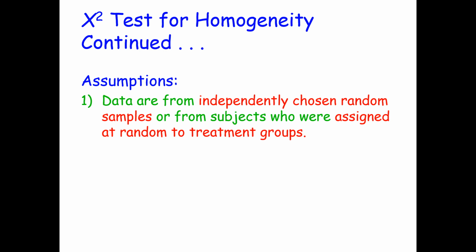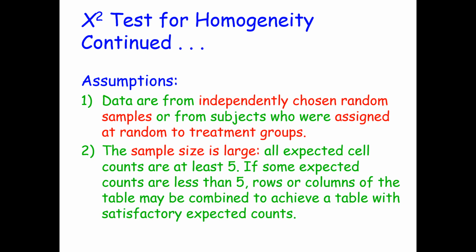So what assumptions do we have to have? Well, the data are from independently chosen random samples or from subjects who were assigned at random to treatment groups. And second, the sample size is large, so all the expected cell counts are at least 5. If some expected counts are less than 5, rows or columns of the table may be combined to achieve a table with satisfactory expected counts.